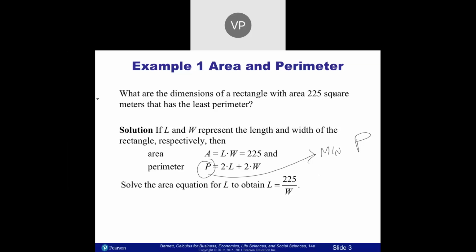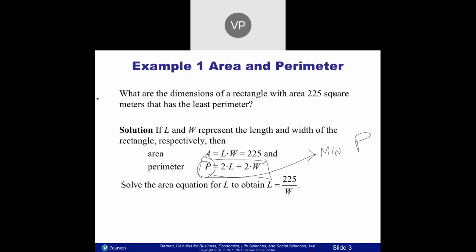Now, as you get advanced, if you take a Calc 2 class, you're going to get double, triple variable problems with derivatives. But for now, we're going to try to stick with our single variable. So we have this formula right here: P equals 2L plus 2W. The problem is we have too many variables.